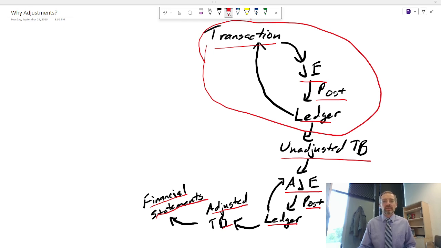So in the next few videos, we're going to look at the different types of adjustments that we are going to make. What are some of the things that could be off and why are they off when we're looking at the adjusted trial balance? There will be 4 different types of adjusting entries that we're going to make, and we're going to explore those in the next videos.